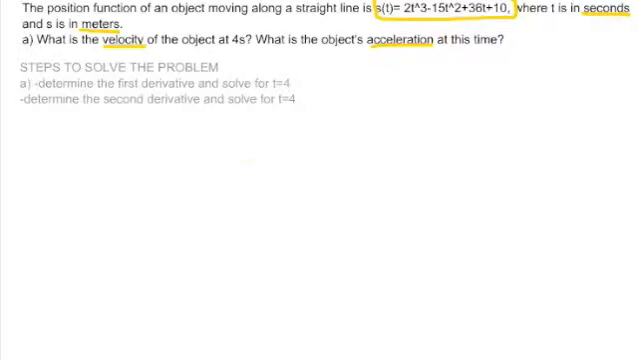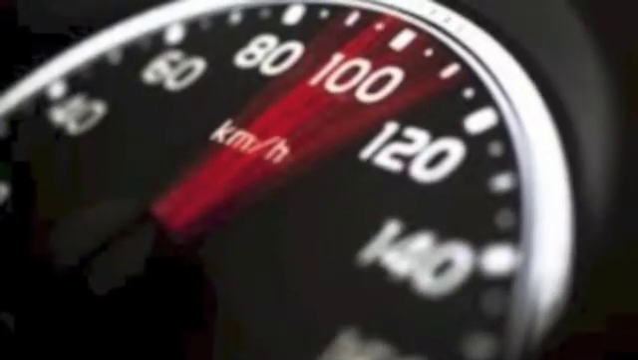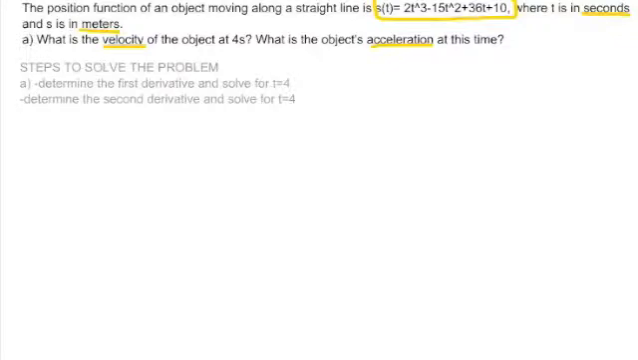Velocity is the instantaneous rate of change. Thus, a tangent line at t equal to 4 seconds is a good representation of the object's velocity at 4 seconds. In order to determine the velocity of the object, we need to find the first derivative of the function, which can be referred to as the velocity function. We will then plug in 4 seconds for time so that we can solve for the velocity at 4 seconds. Similarly, in order to determine its acceleration at the same time, we need to find its second derivative and plug in 4 for time.